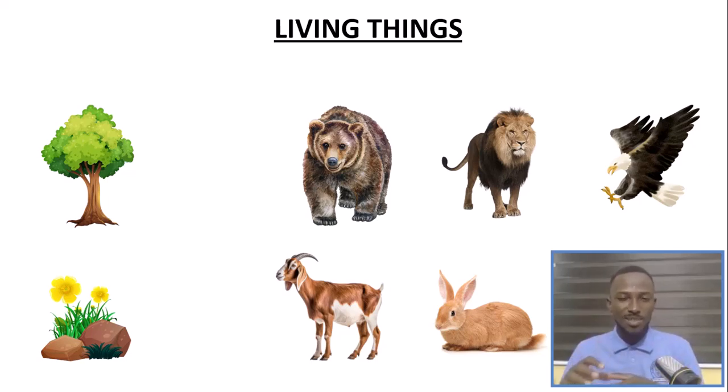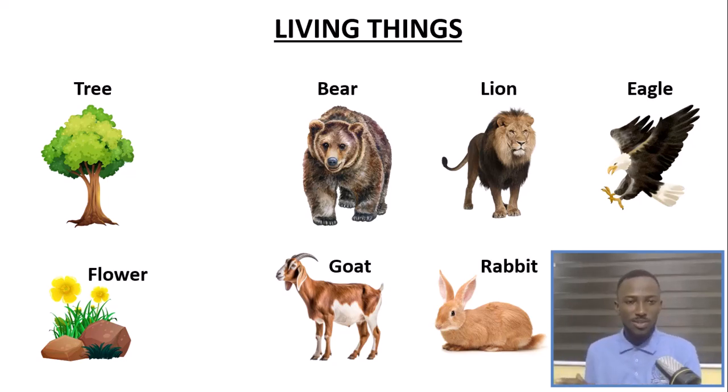For this lesson, we'll be grouping the living things on the screen into two categories, and then we'll pick each of them and explain it in detail. So stick with us to the end of this lesson. Now on the screen we have a tree, a flower, goat, rabbit, eagle, lion, and bear.